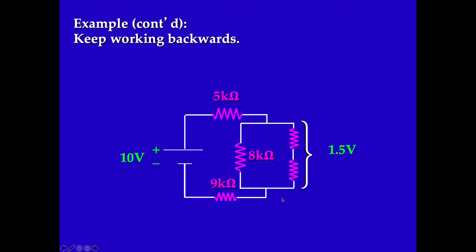So each one will have 1.5 volts. Each one will have 0.12 milliamps. And the total power dissipated will be 0.36 milliwatts. So each one's going to dissipate 0.18 milliwatts. If you take 1.5 times 0.12, you get 0.18. So basically, I know everything about this circuit now.